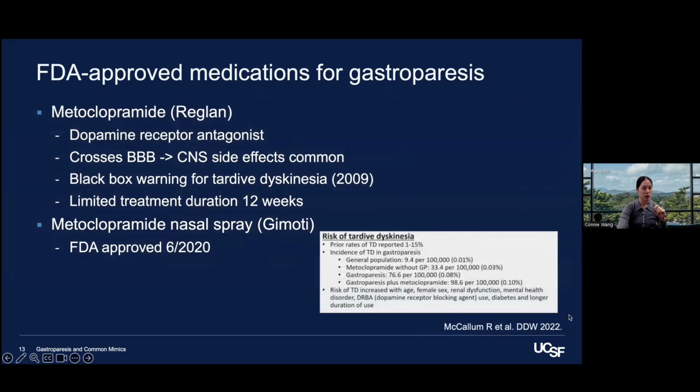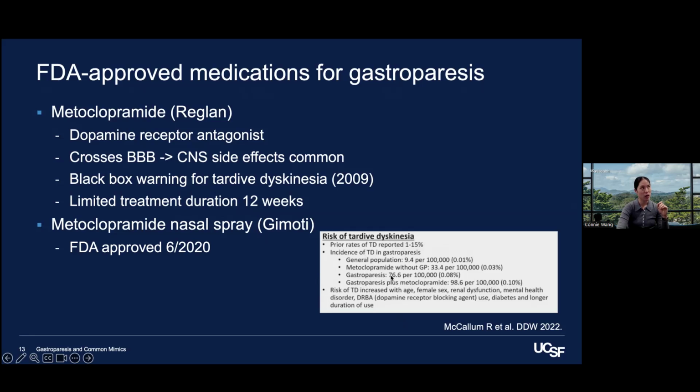And then I did want to go over again the one FDA-approved medication that we have available for gastroparesis, which is metoclopramide or Reglan. This is a dopamine receptor antagonist. It does cross the blood-brain barrier, as opposed to domperidone, which doesn't. Because of this, there are several CNS side effects that are really common, like agitation and restlessness. I think up to a third of patients will probably experience those. Also, in 2009, there was a black box warning placed for tardive dyskinesia. Because of this, the recommendation is to limit treatment duration to 12 weeks, although I have many patients that are on this for much longer periods of time, and chronically, without development of tardive dyskinesia.